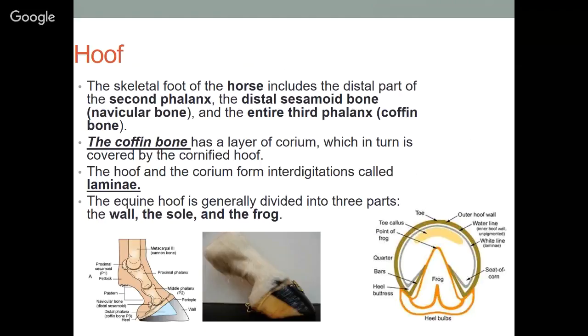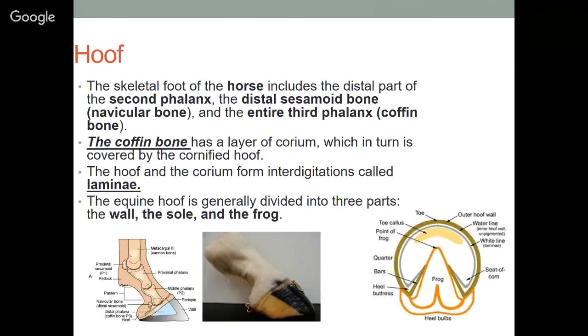What happens is that the hoof and the corium bind together, much like the epidermis and the dermis do. Remember those papillae, or the locking mechanism, the Lego mechanism that we talked about? That's called laminae in this area. So anything that causes inflammation or infection or damage to that lamina, we call that laminitis. And that can be deadly in a horse.